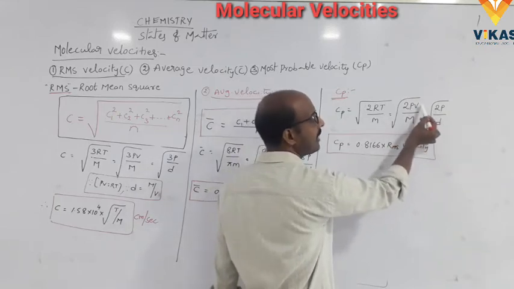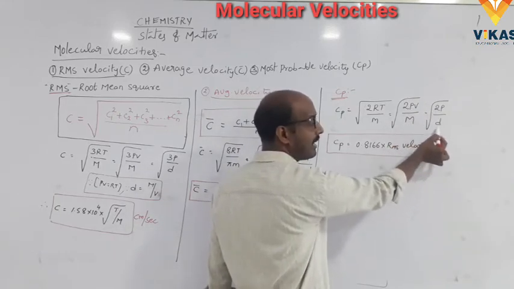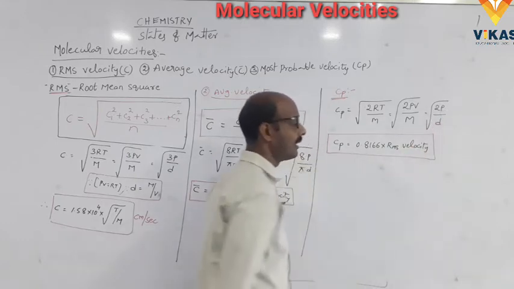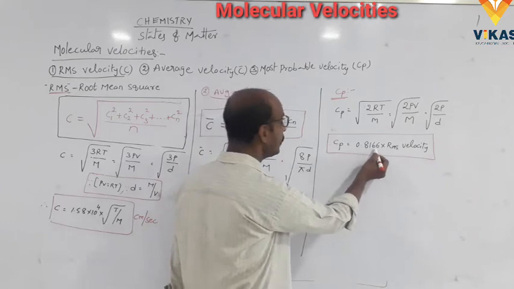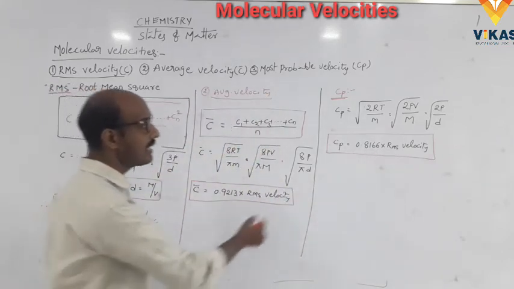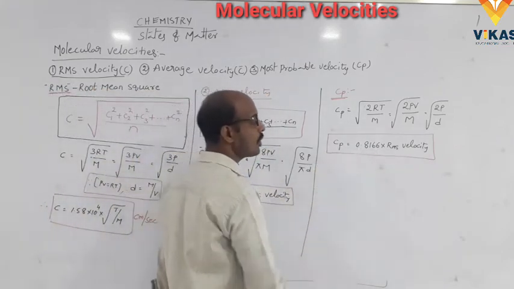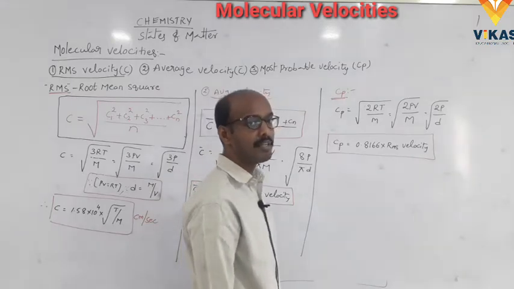So finally we get the volume by mass, that is equal to 1 by D. So we get the square root of 2P by D, and Cp is equal to 0.8166 into RMS velocity. We get the most probable velocity: Cp is equal to 0.8166 into RMS velocity.